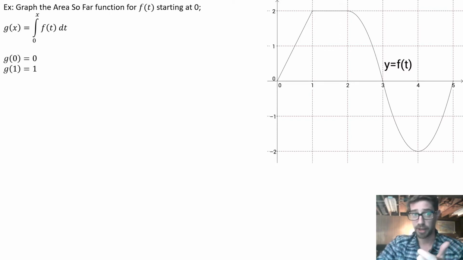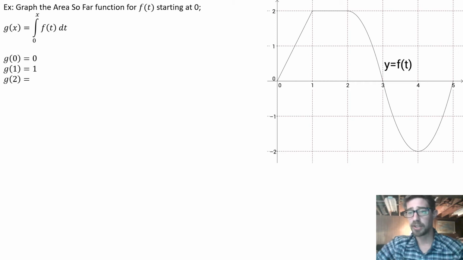So that's the value of g of 1. You see what I mean? If you don't see what I mean, maybe go back and watch the part where I defined this area so far function again, because you're not going to get much out of this if you don't get where these numbers are coming from. So the area between 0 and 1 under that curve is exactly 1.